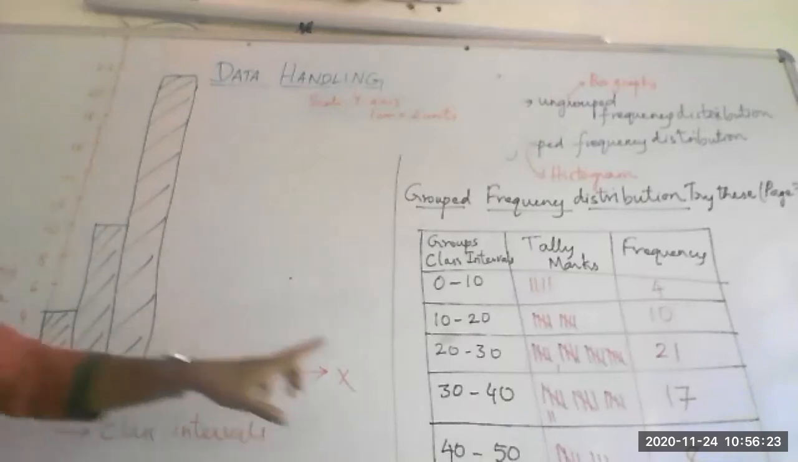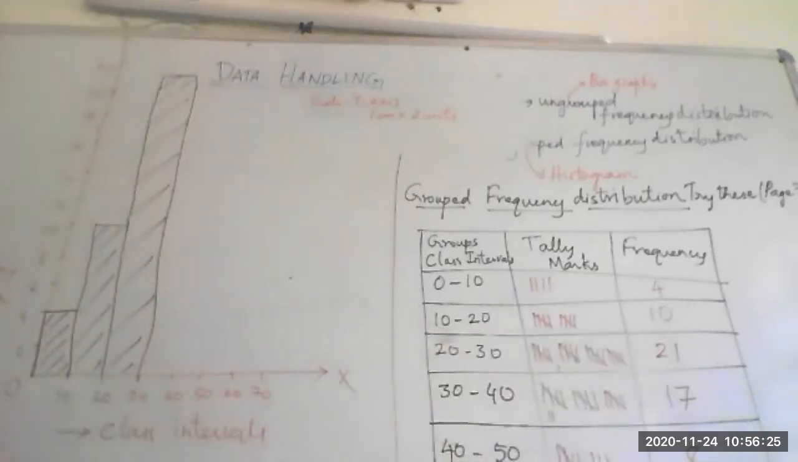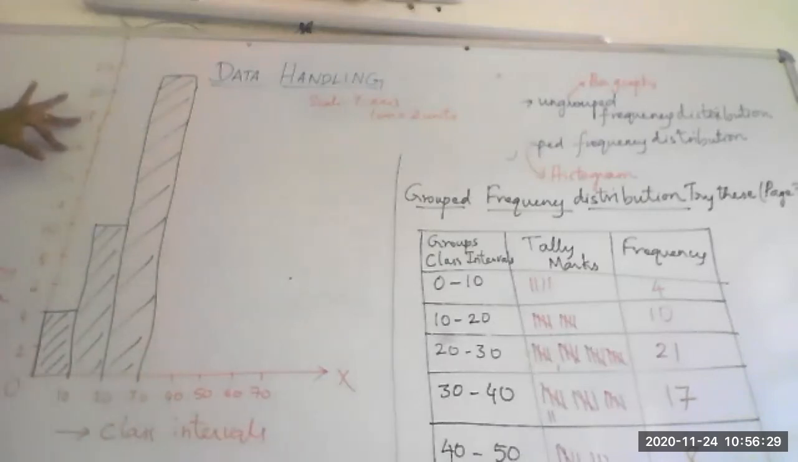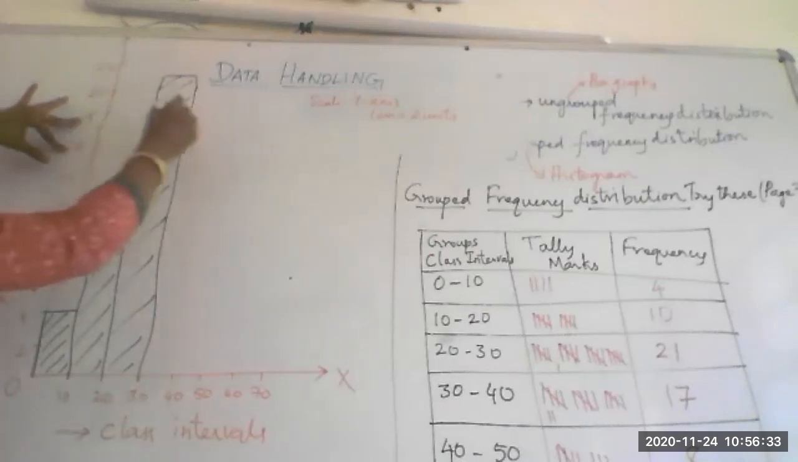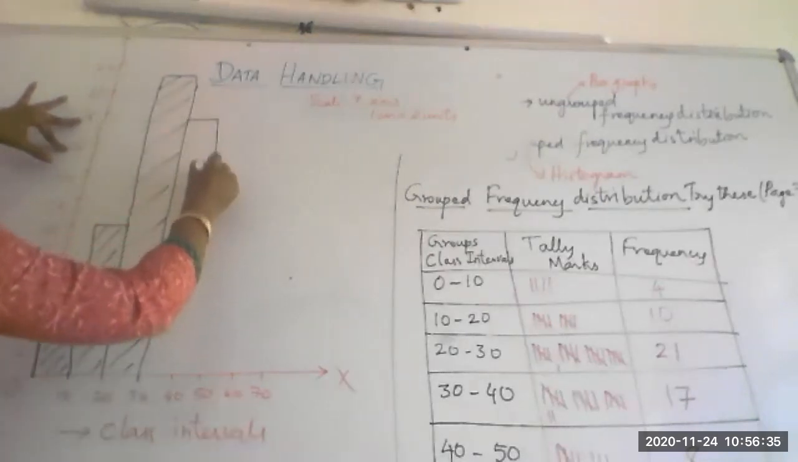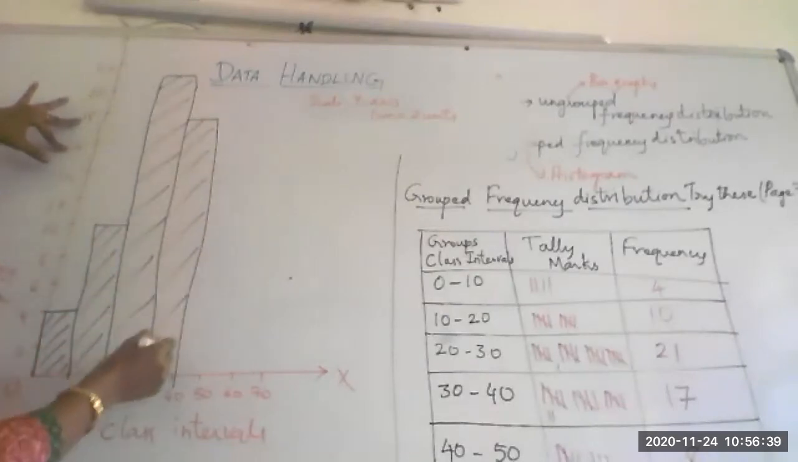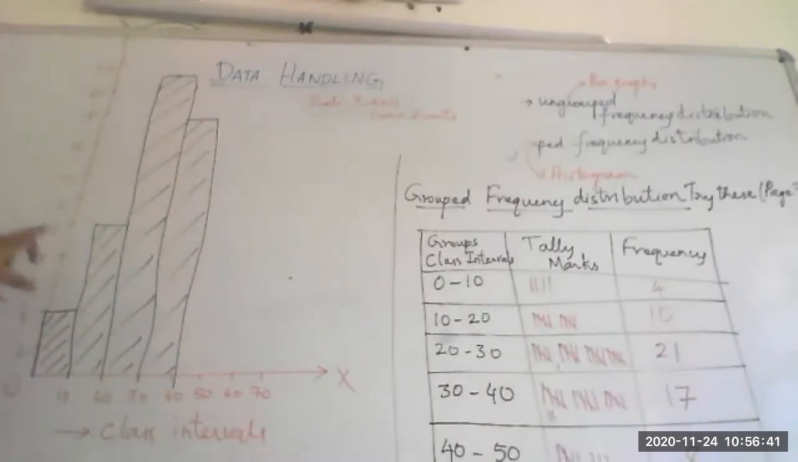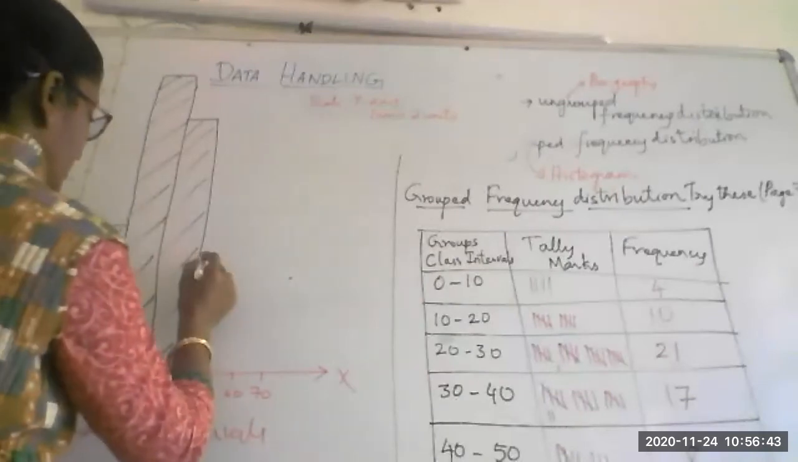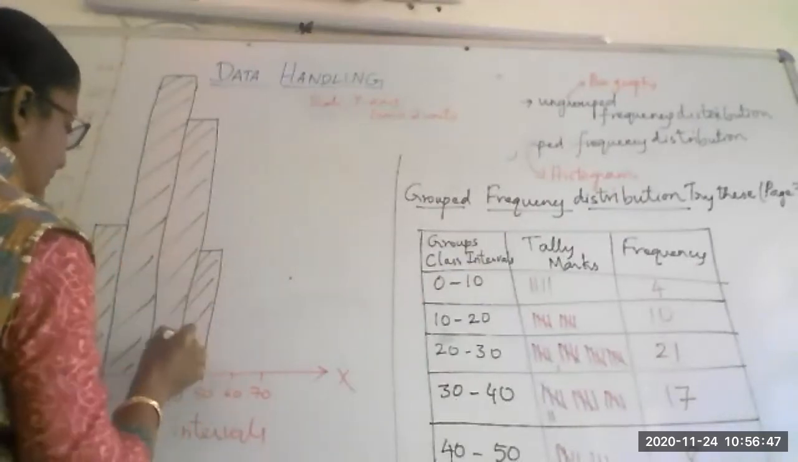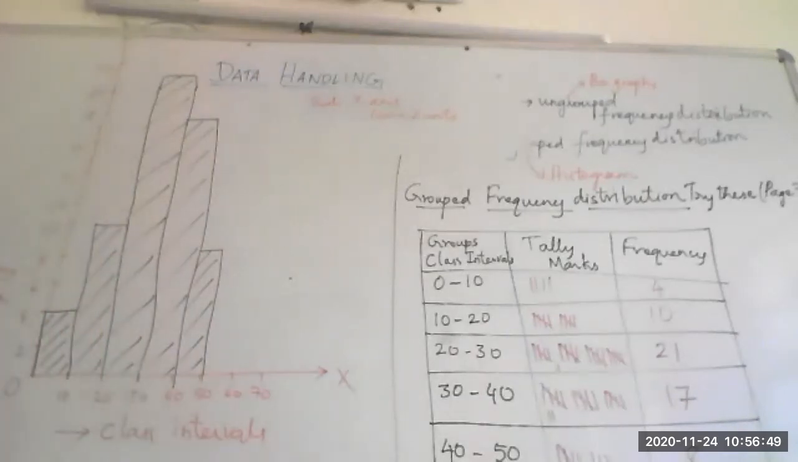Alright. Then the fourth interval is 30 to 40, which is 17. Now where will I search for 17? I have 16, then I have 18. In the middle of 16 and 18. So somewhere here, when you pull the class interval, it comes like this. So this is your fourth interval. The last interval is 8. So between 40 and 50, I will have 8. So this is the graph for a grouped frequency distribution.